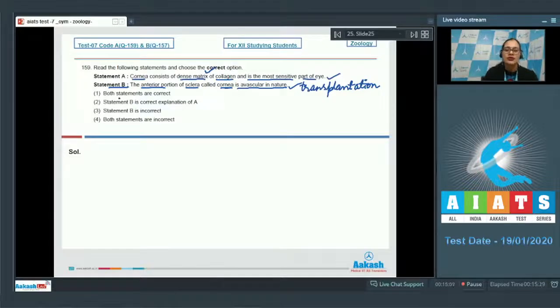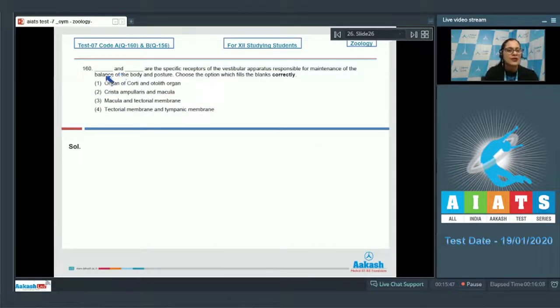Let's discuss the options. The very first option is both statements are correct, and this is the correct answer to our question, as both statement A and B are correct statements. Next option is statement B is correct explanation of A, and this is an incorrect option because statement B, which says that cornea is avascular in nature and is an anterior portion of sclera, does not explain that it is made up of dense matrix of collagen and is the most sensitive part of eye. The next option is statement B is incorrect, and this is an incorrect option as both the statements are correct. And the last option, both statements are incorrect, is also an incorrect option. So the correct answer to this question is option number 1. Let's move on to the next question.